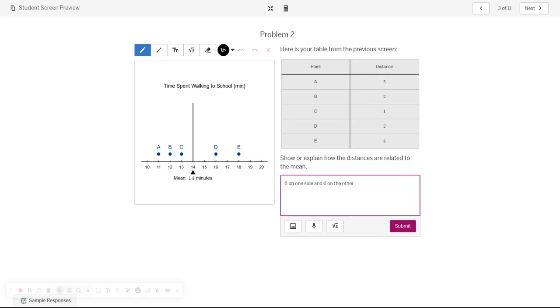They are equal, balanced, that kind of concept.